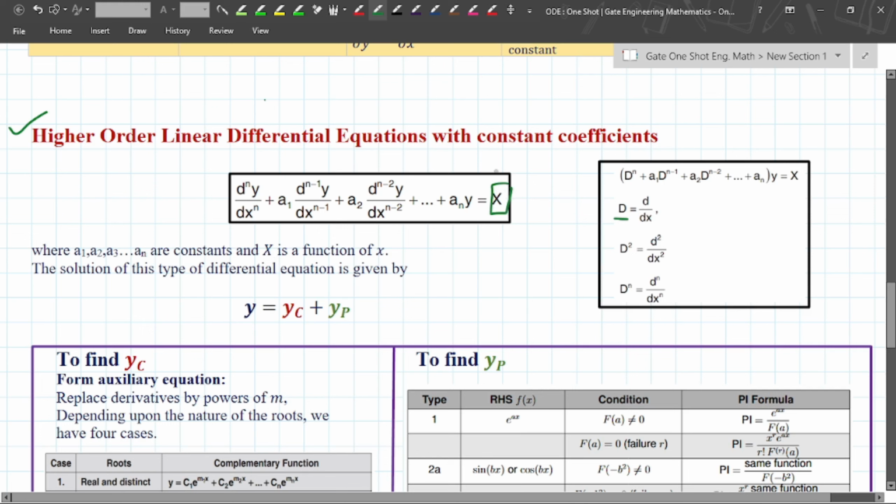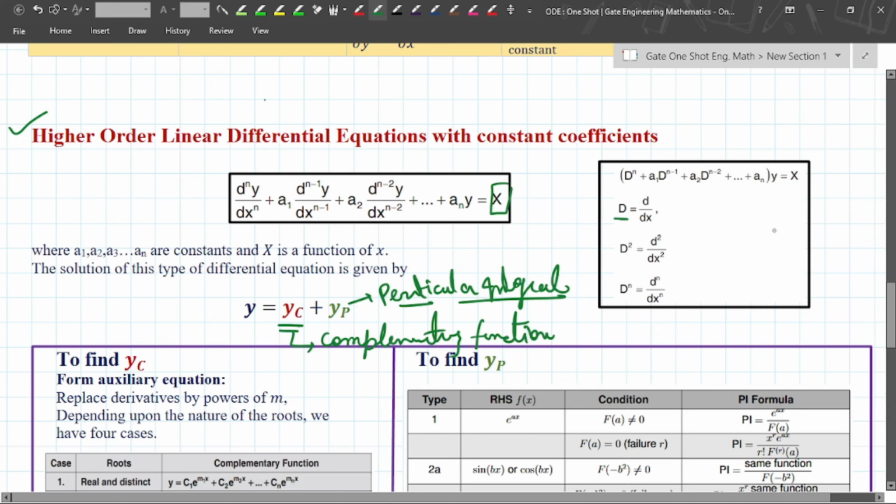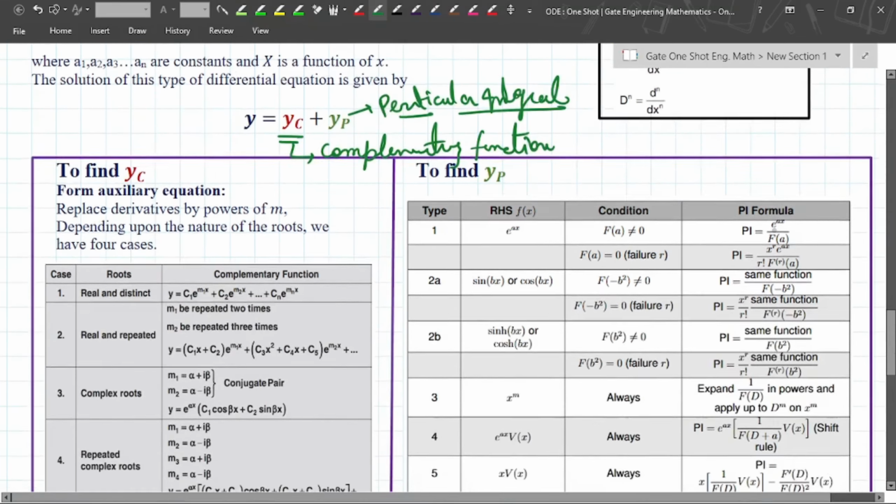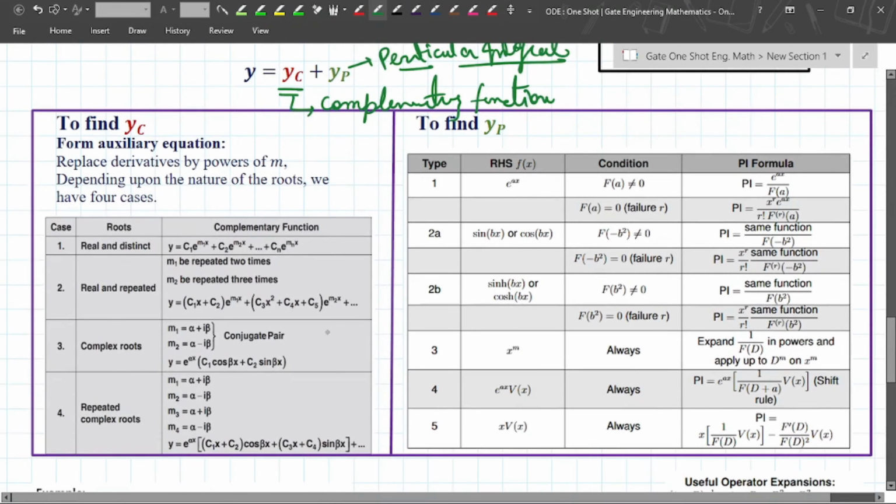Now the solution of this differential equation will be given in two parts. The first one is the complementary function, and the second one will be the particular integral. So the complementary function and particular integral will be there. What is the rule to calculate this? These are the very basic rules.